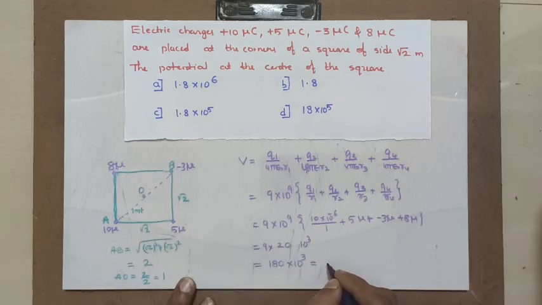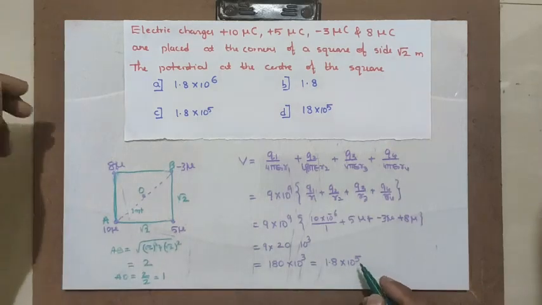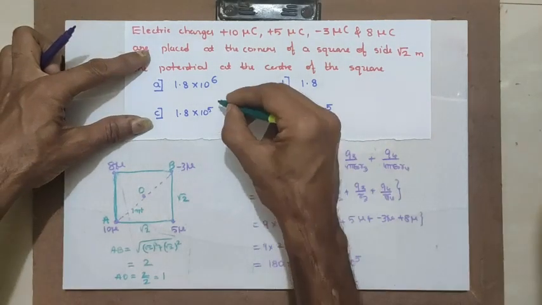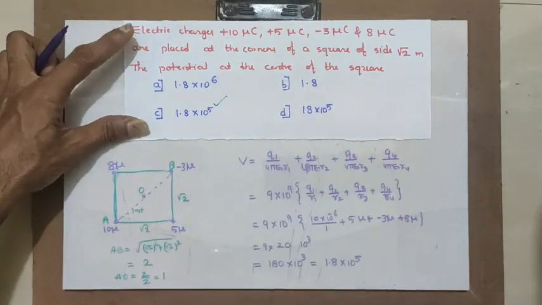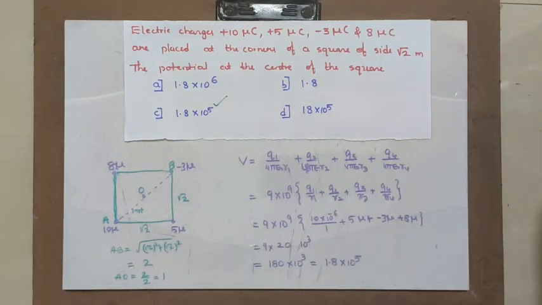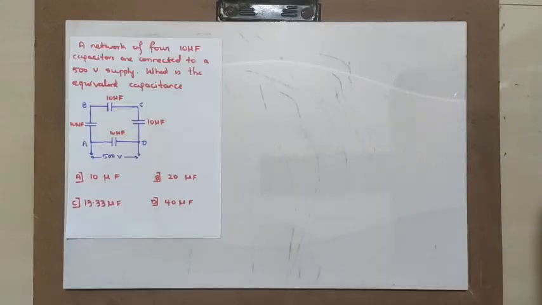That can be given as 1.8 into 10 raised to 5. This is my answer. Hence 1.8 into 10 raised to 5, option C, is my answer. I hope you understood. I have used the concept of system of charges.